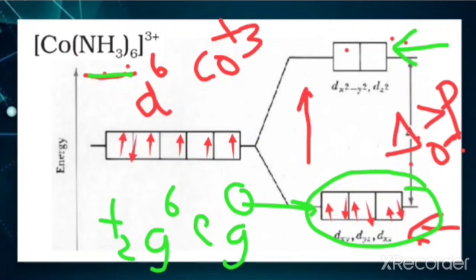In exams you will be getting a question on this one. Write down the configuration, that is the d orbital configuration for this particular complex. So what you need to do, you have to make the splitting of d orbital diagram which is shown here, and you have to fill the electrons as I have done here. Then you will be getting the configuration in this way.